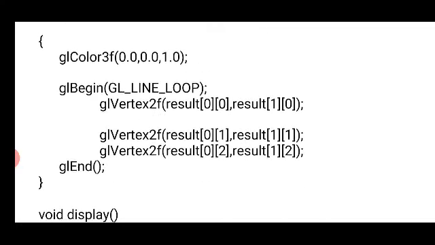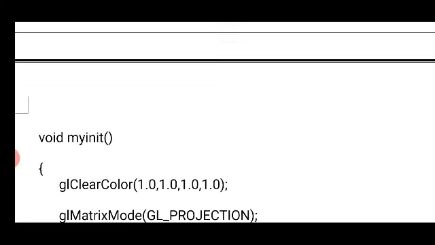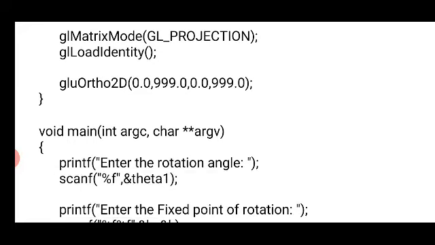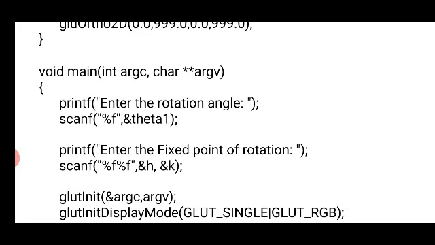Now this theta is going to be specified by the user, and that is going to be entered in your main function. Here you can see it will ask you to enter the rotation angle, that is theta 1, and then the second value it asks is a fixed point for rotation. They have told us here to rotate about the origin, which means you have to use 0 0. You can use any other values also for rotating about a fixed point.